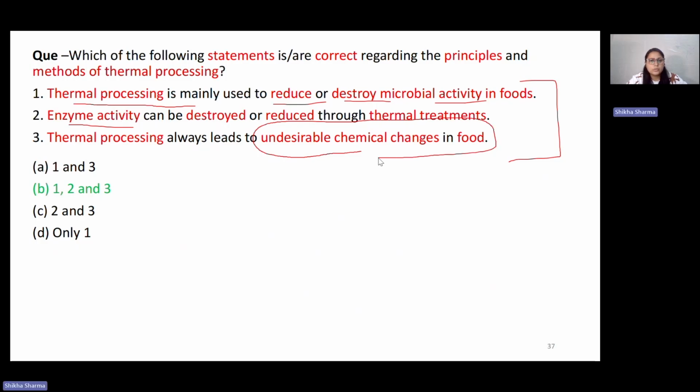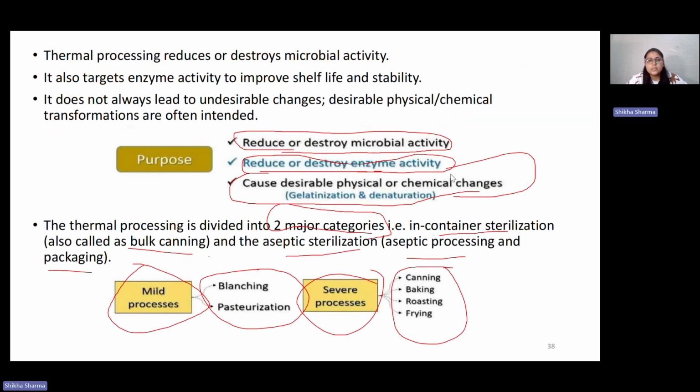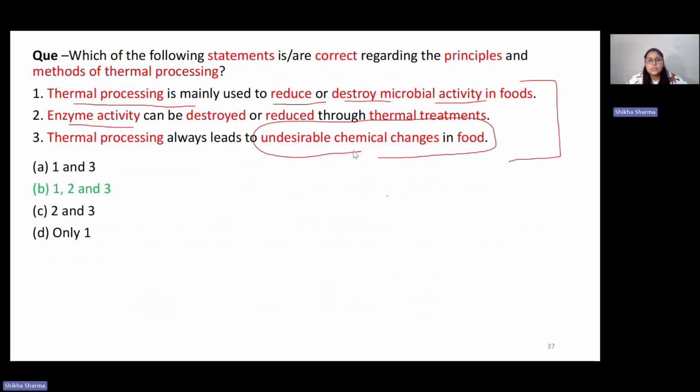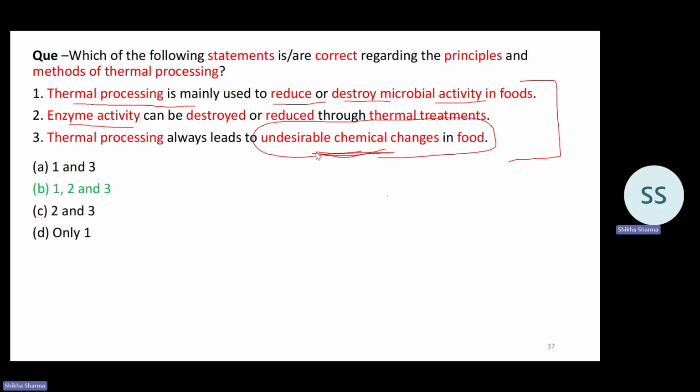Then the statement that thermal processing always leads to undesirable chemical changes in the food. Sometimes it causes desirable physical and chemical changes. So this statement is only 50% correct, but it is talking about chemical changes. So obviously there can be undesirable chemical changes because of thermal processing, like the Maillard reaction, and caramelization of the sugars can also occur.